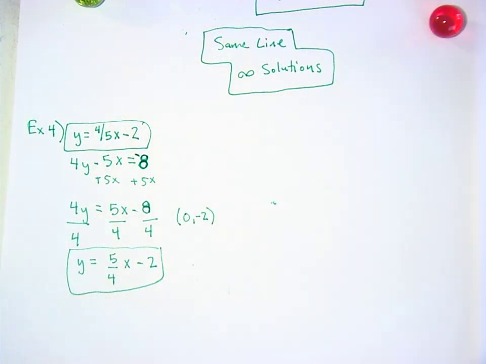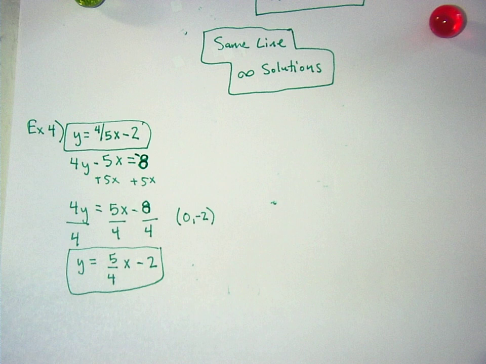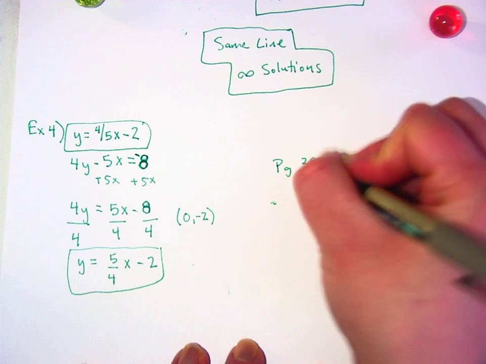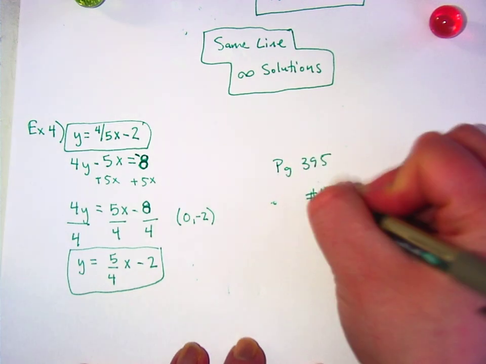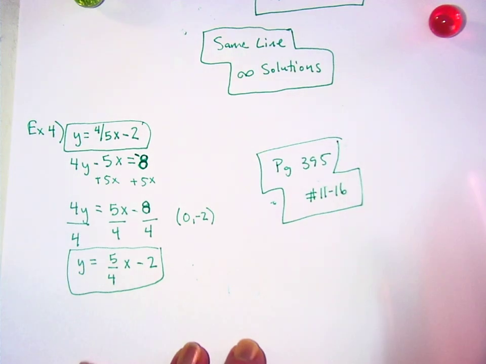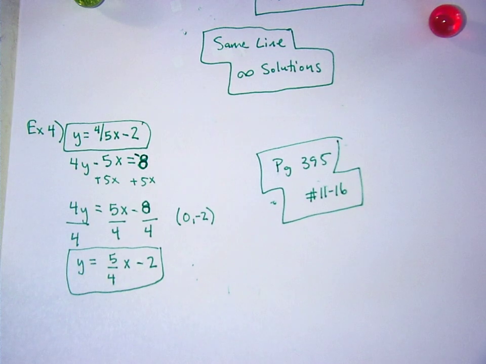All right, the homework is page 395, numbers 11 through 16, and Monday will be a work day, so this will be due on Tuesday, and it's only 6 graphs. Not too bad? Okay. You can get started on it for the next 10 minutes.